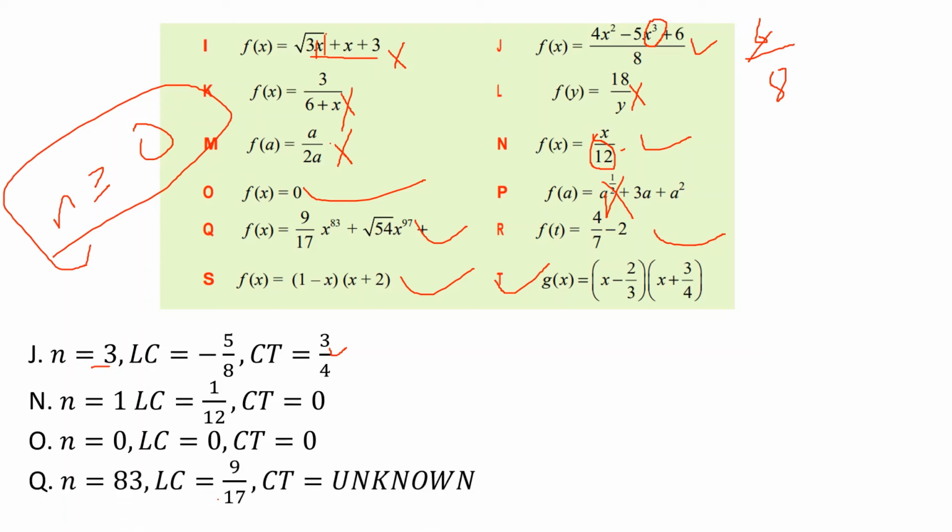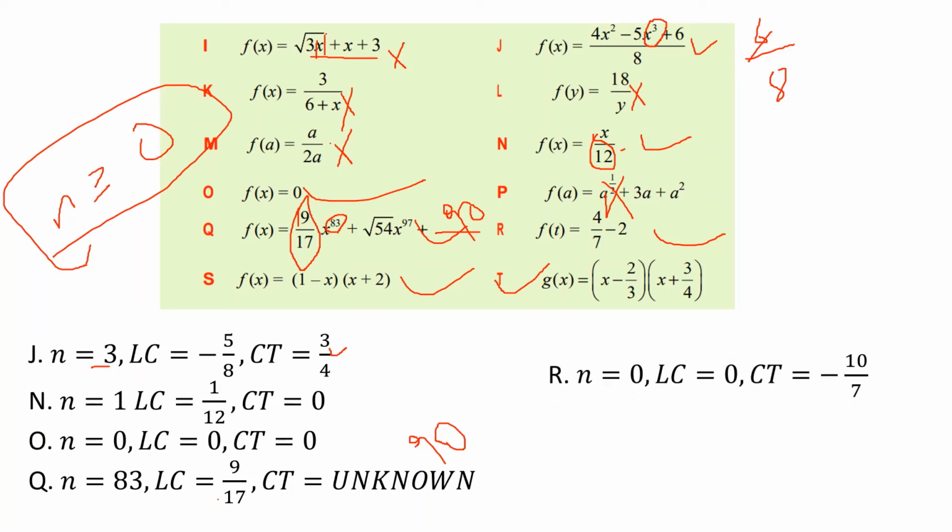Let us come to Q, whose degree is 83. Its degree is 83, and the leading coefficient is 9 over 70, and the constant term is unknown because the expression is continued. So for example, if you write 90, it should be 90 here. Maybe check your textbook. If there is any constant term, it can be the constant term.